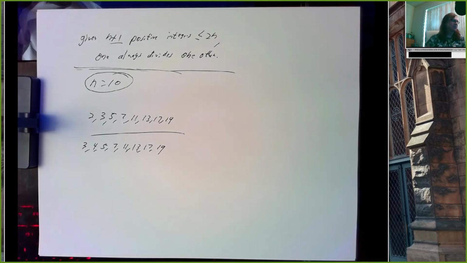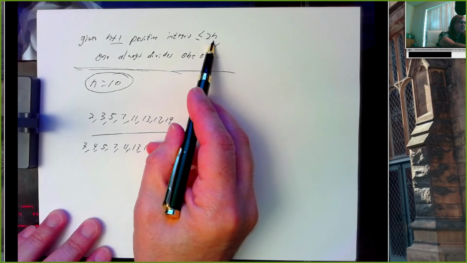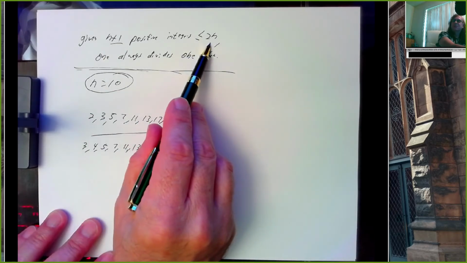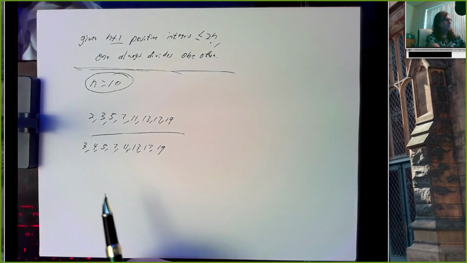So this theorem is that if you pick some integer n, and you pick any n plus 1 positive integers up to and including 2n, at least one of them is a factor of another one.